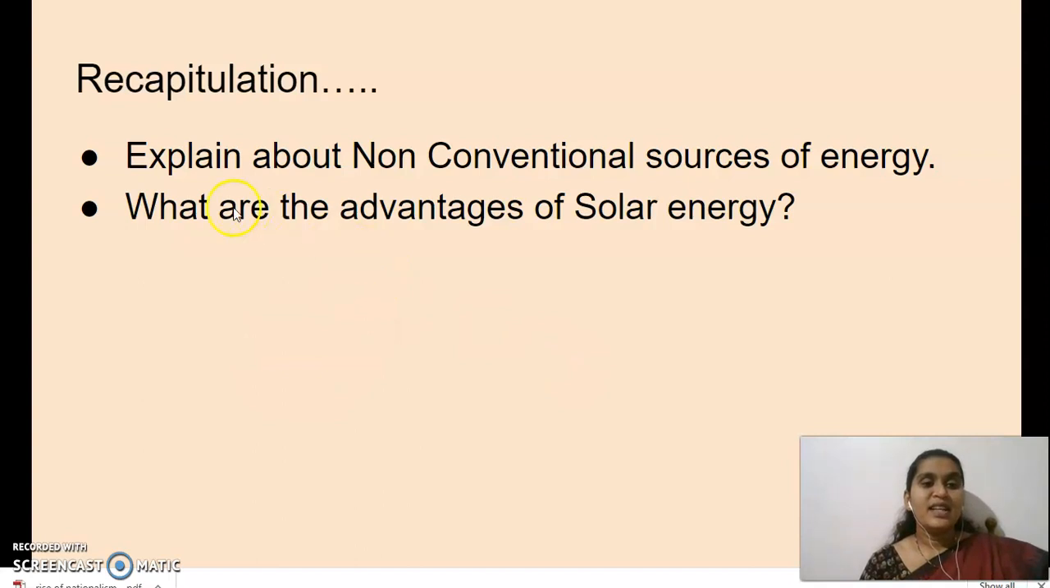The first thing you have to do is explain about non-conventional sources of energy. Explain all six non-conventional sources in brief, maybe solar energy, wind energy, tidal energy, biogas, nuclear energy, and so on. The next one is, what are the advantages of solar energy? You can explain. Hope you understood the entire chapter. If any doubts, please let me know.